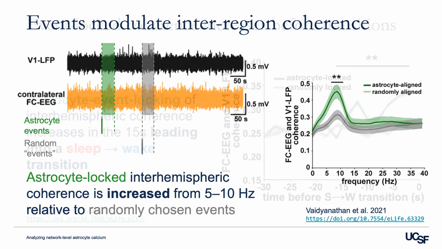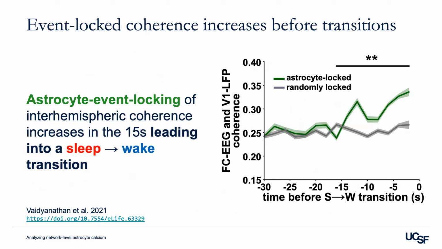And what was particularly interesting about this was that this effect of astrocyte locking on the coherence was not uniform across the sleep-wake cycle, but actually specific to sleep. The astrocyte locking effect here in green compared with the random locking effect in gray seem to be overlapping each other at baseline. But in the 15 seconds leading into a sleep to wake transition, we actually see an increase in this astrocyte locking effect on the coherence between these two regions. So there seems to be, again, an effect of the cortical network state on this astrocyte locking phenomenon.